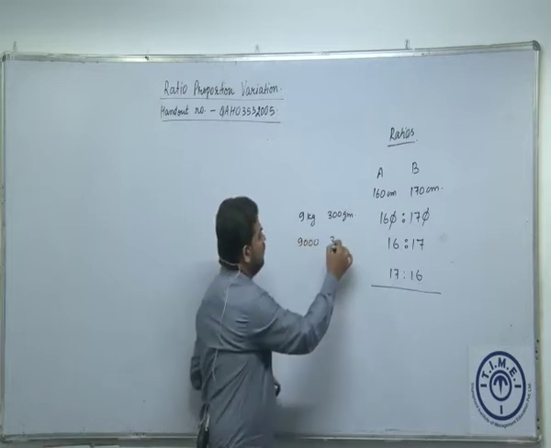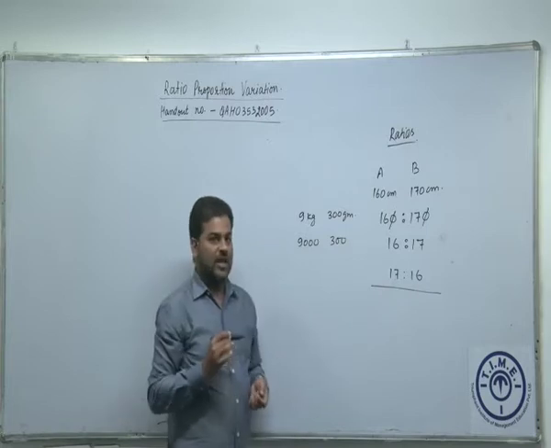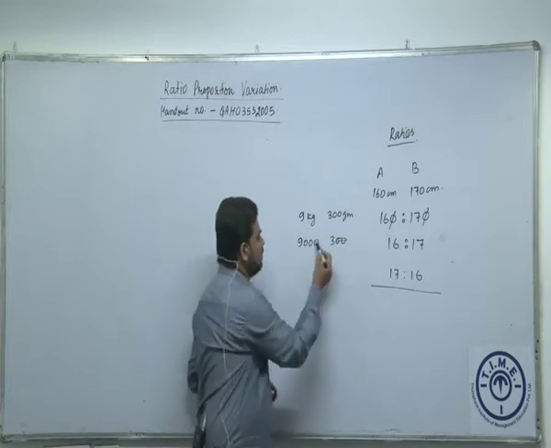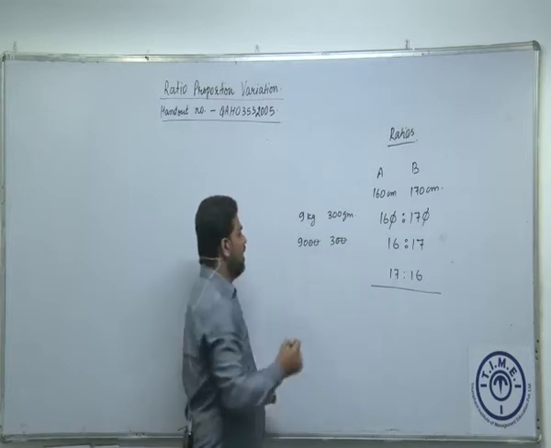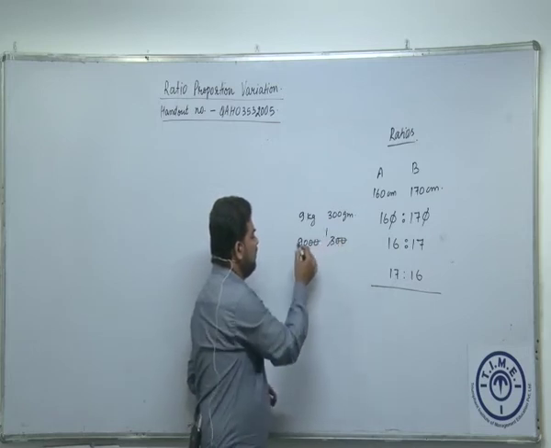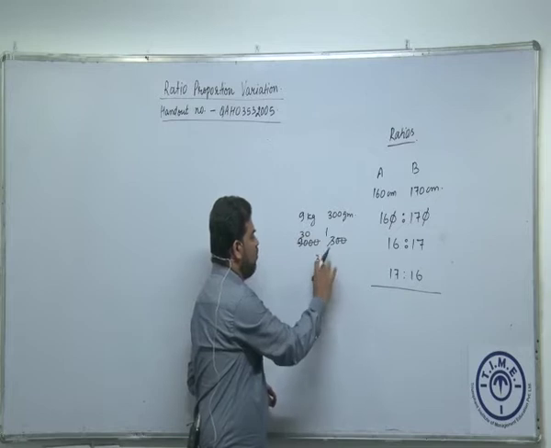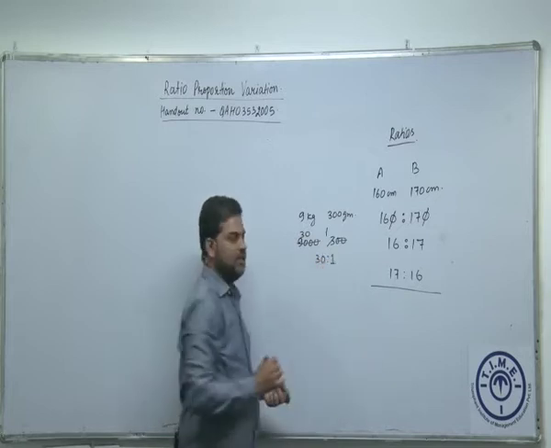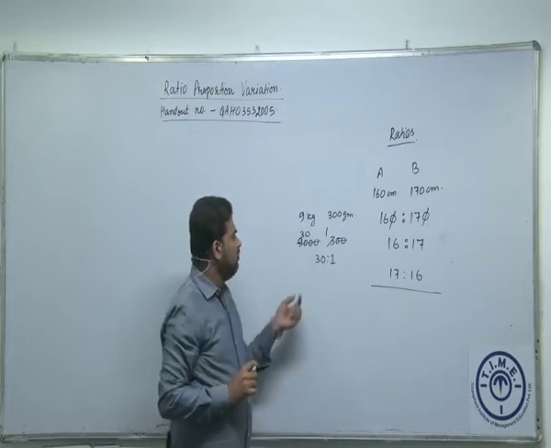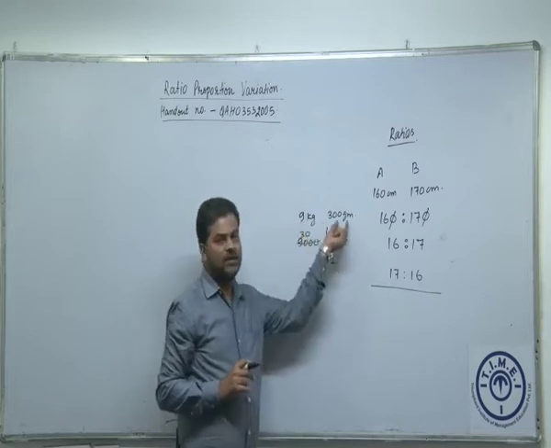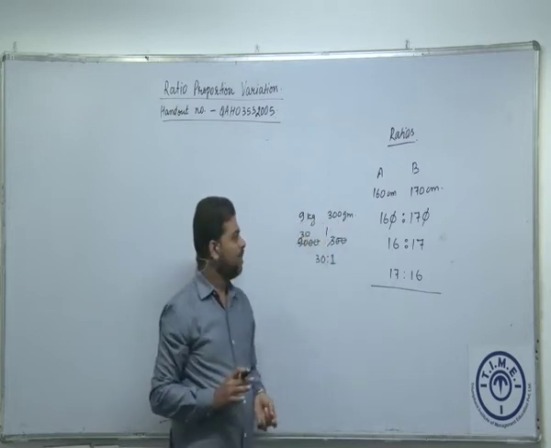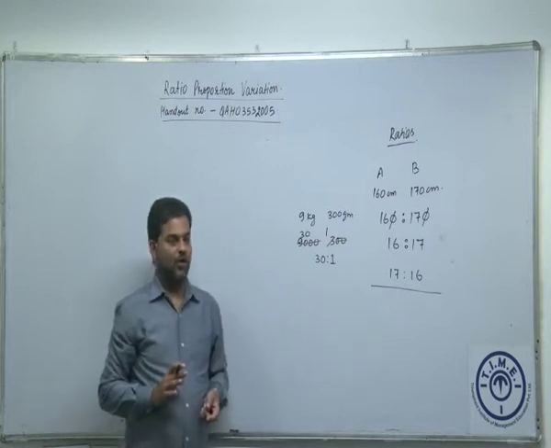And the ratio with 300 grams, can we cancel out something? Yes, two zeros will cancel out. And 3 1s are 3, 3 3s are 9, and the ratio is 30 is to 1. In this case, the ratio is 30 is to 1. If you had written the ratio of 9 is to 300, that would have been wrong. I hope this part is clear. All right.